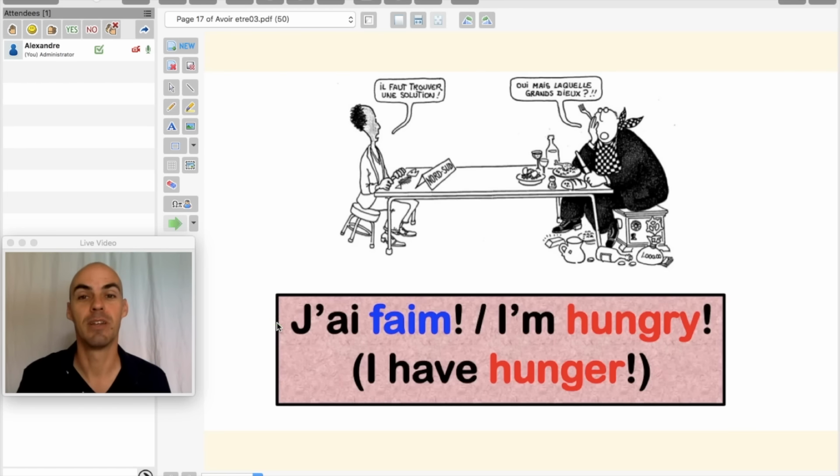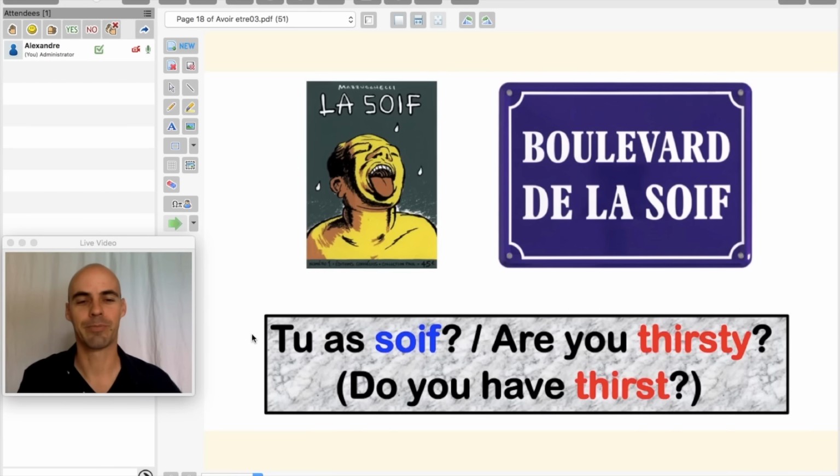J'ai faim. Interesting little joke here. Il faut trouver une solution. So it's the northern hemisphere versus the south hemisphere. They're having a conversation about what to do to fight poverty and hunger in the world. I say, il faut trouver une solution. We have to find a solution. I say, oui, mais laquelle, grand Dieu? Yeah, but great God, so what solution? Sitting on his goal and everything. So there you go. French humor.